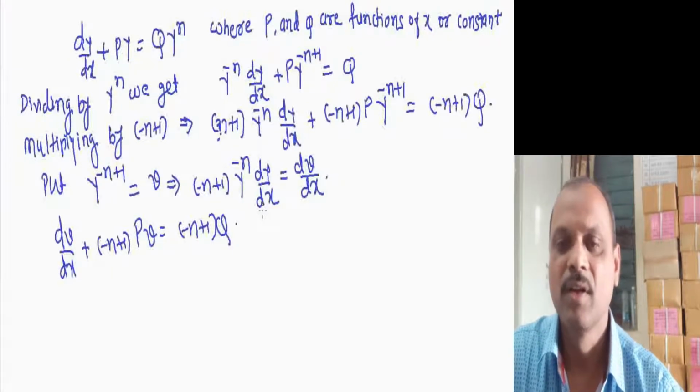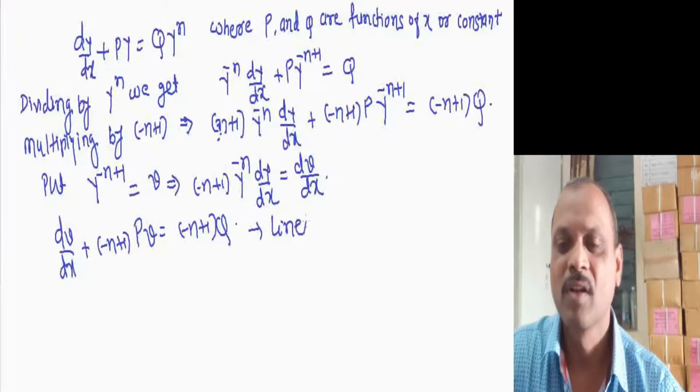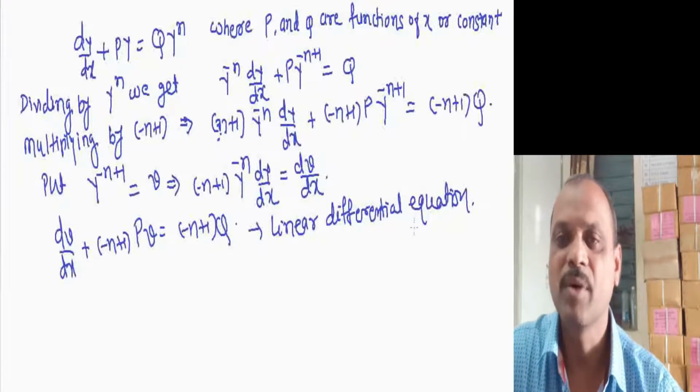these equations. So the first step of this type of equation is we have to divide by y raised to n, then multiply by minus n plus 1 and then substitution. If we put y raised to minus n plus 1 equal to v, we arrive at the differential equation. This is a linear differential equation, and we have seen how to solve this type of equation.